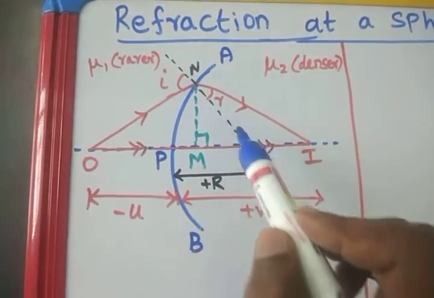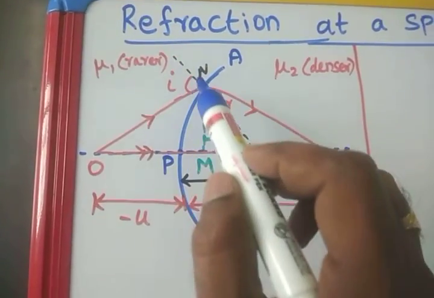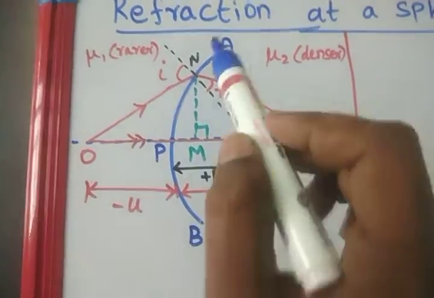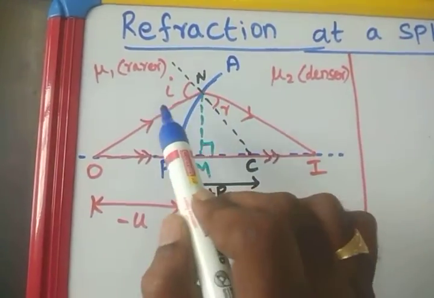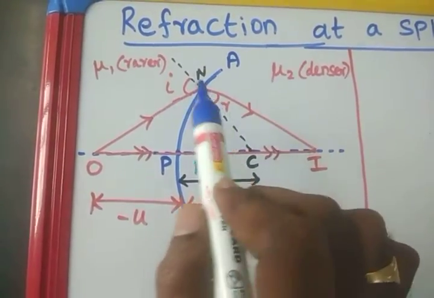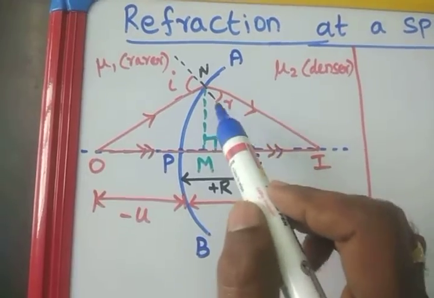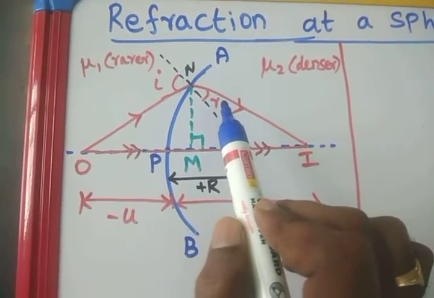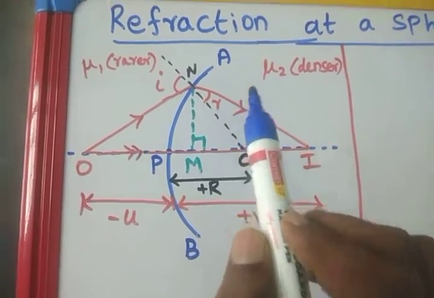this black line is the normal line. The normal to this surface passes through the center of curvature of this curve. The incident ray will be refracted through the denser medium. That means going from rarer to denser, it will move towards the normal. I is the angle of incidence, R is the angle of refraction.